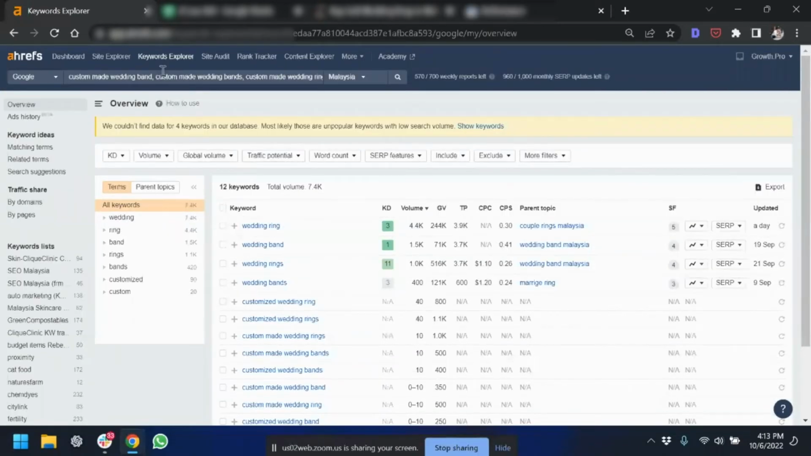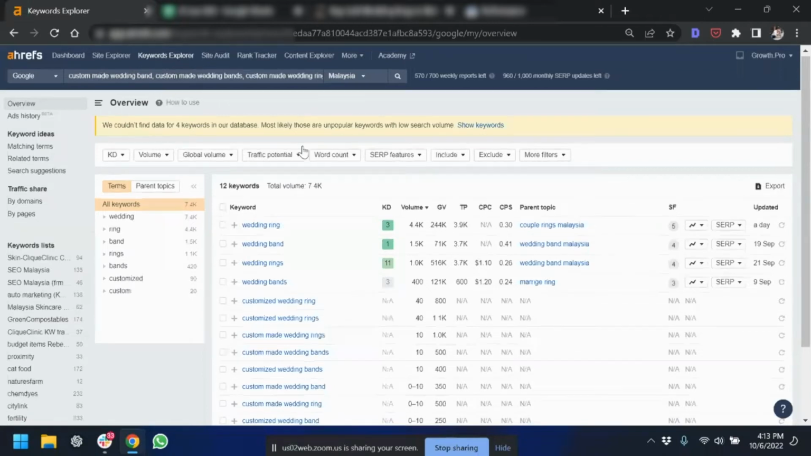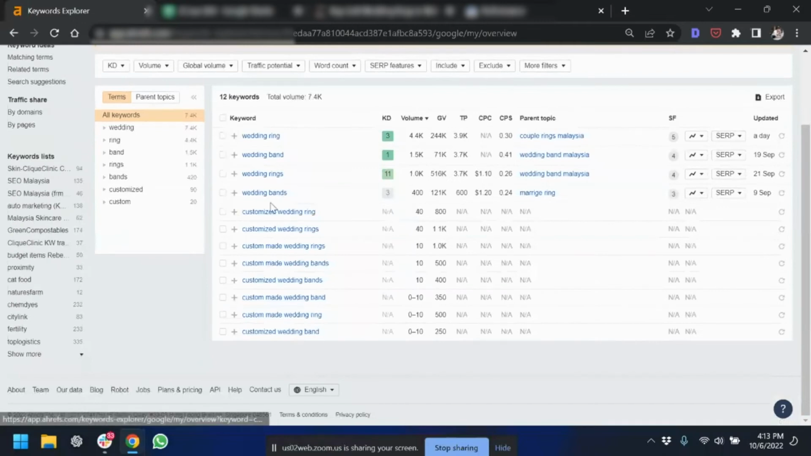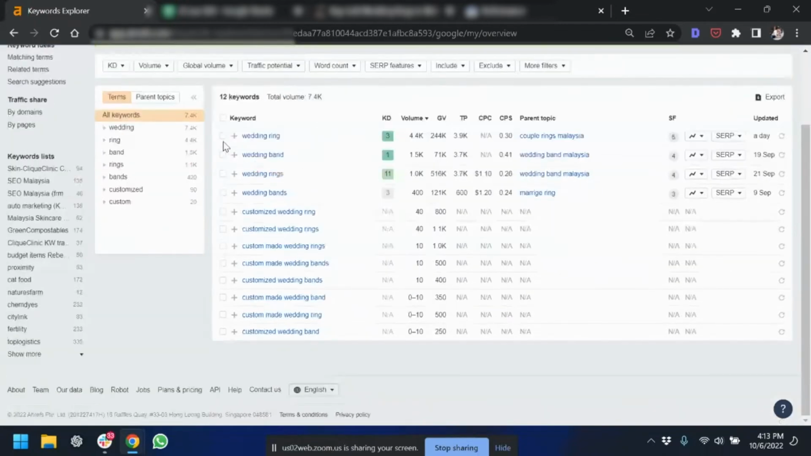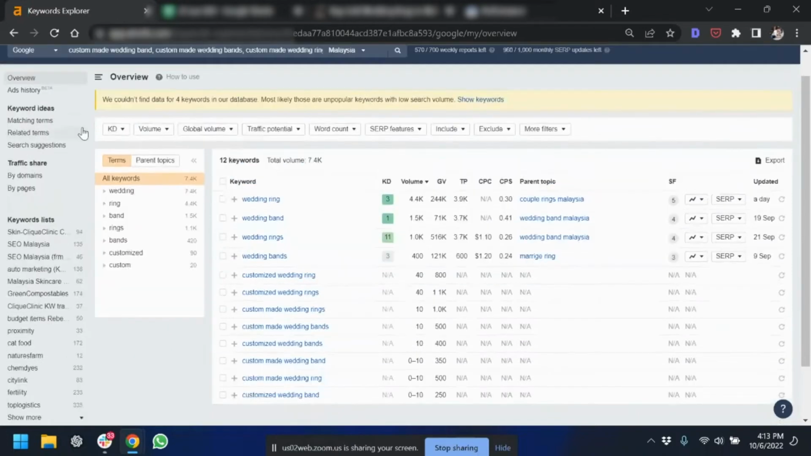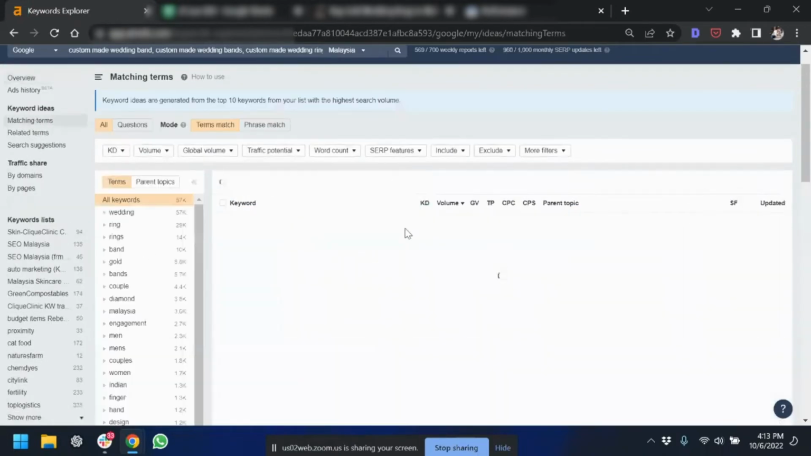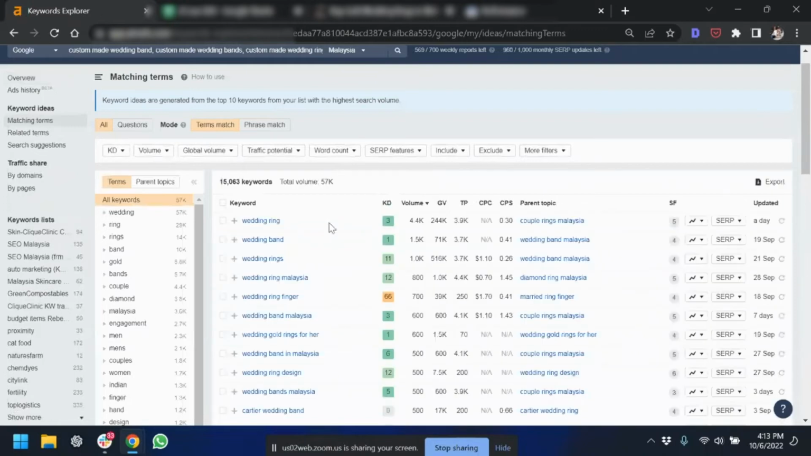Now after I've done this, I've put in all my seed keywords, including the different variations, the plural and singular. So this is the list. Then it's telling me that there are 4 keywords that are not in the database. That's fine. You can just look at this, or you can expand it further to go to matching terms. If I go to matching terms, I can then look at which one I think is the best.